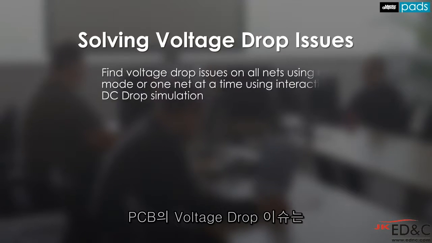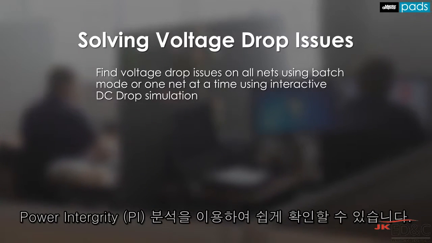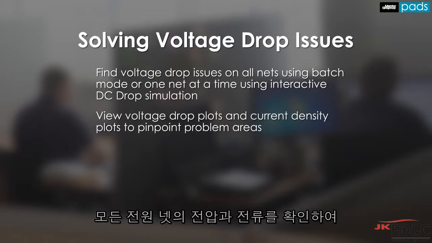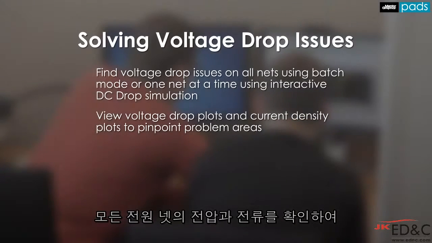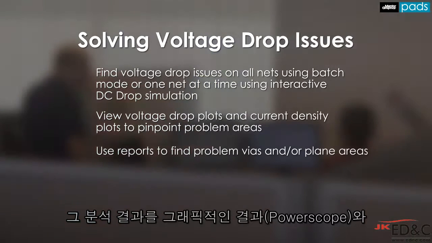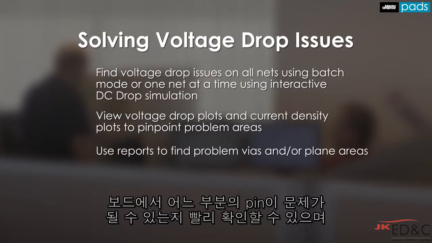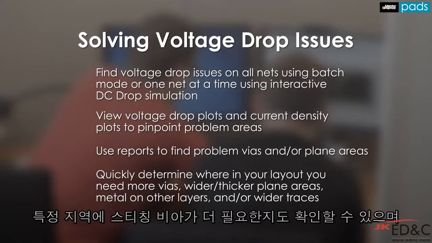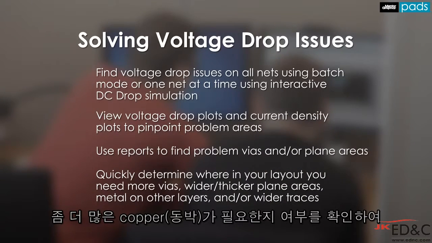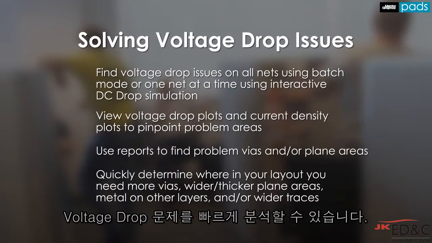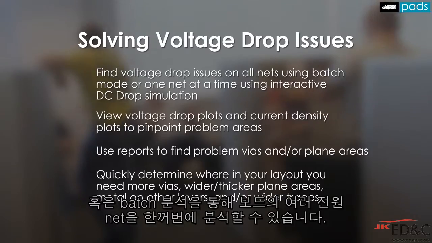Voltage drop issues on a PCB can be easily identified using power integrity analysis. All the power nets can be examined for voltage drop issues based on expected current draws. Then analysis results are presented in both graphical and report form, allowing you to quickly pinpoint problem areas in the design. You can find out precisely if certain areas require more stitching vias or more copper to meet your current demands. So let's take a quick look at how to analyze potential voltage drop issues using power integrity analysis.